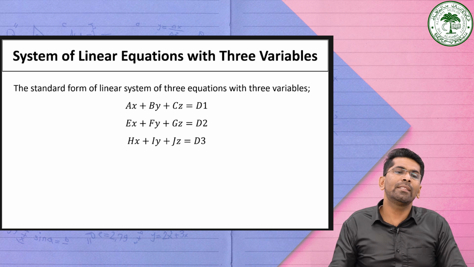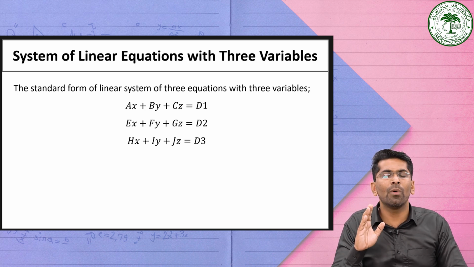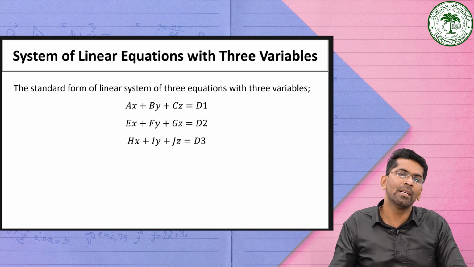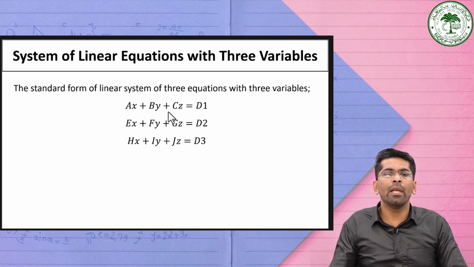Consider the standard form of a linear system of three equations with three variables: ax plus by plus cz is equal to d1, ex plus fy plus gz is equal to d2, hx plus iy plus jz is equal to d3. Here a, b, c, e, f, g, h, i, j are the coefficients of the variables x, y, z, and d1, d2, d3 are the constants, and x, y, z are the variables.